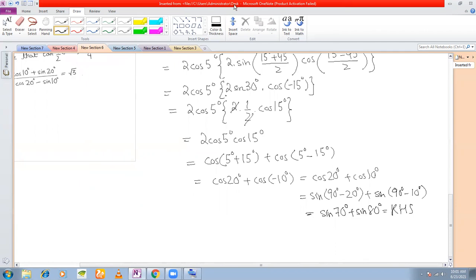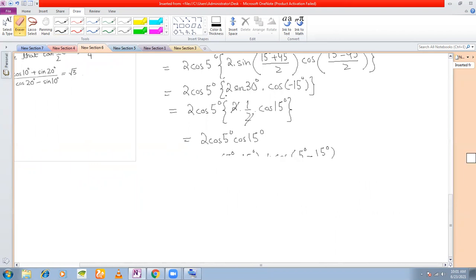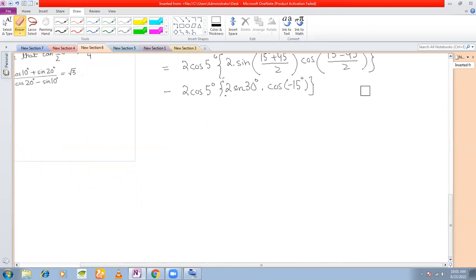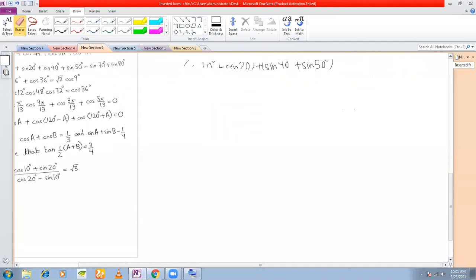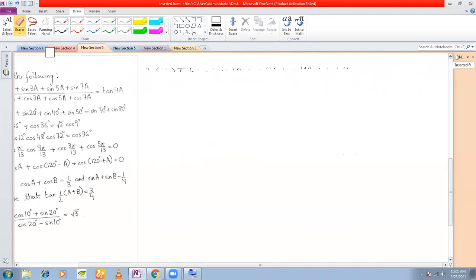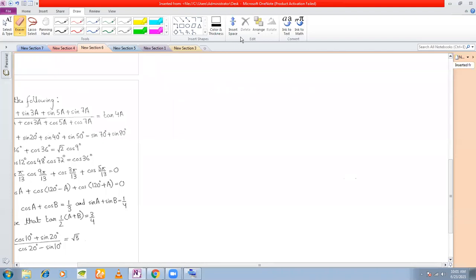Continue with the next one. Any question on this problem? Moving on to the next problem.